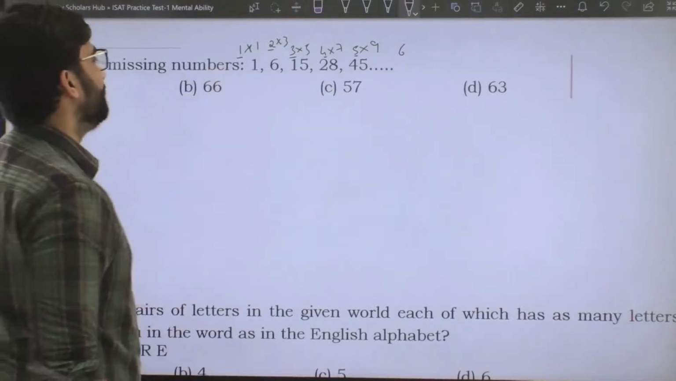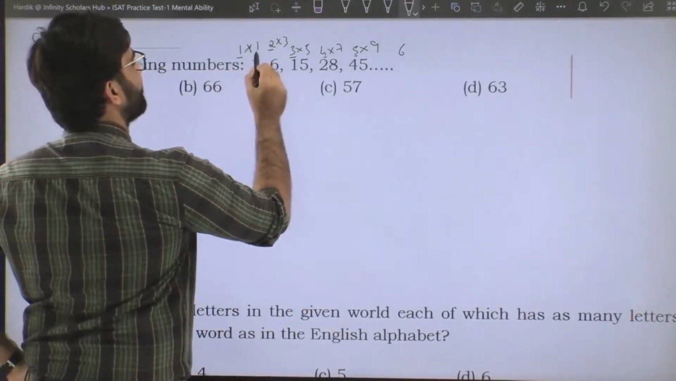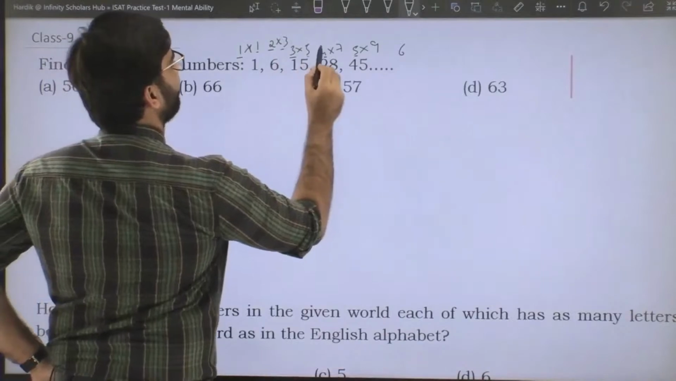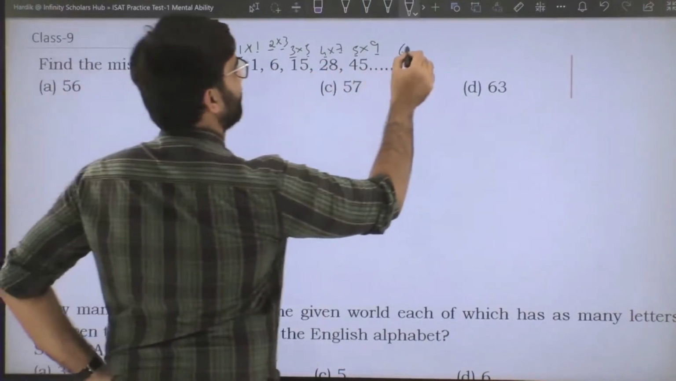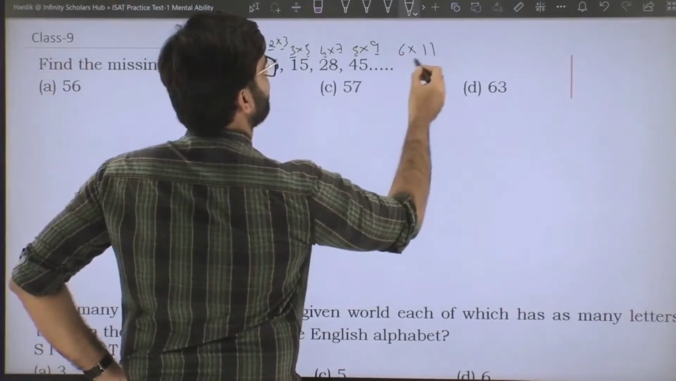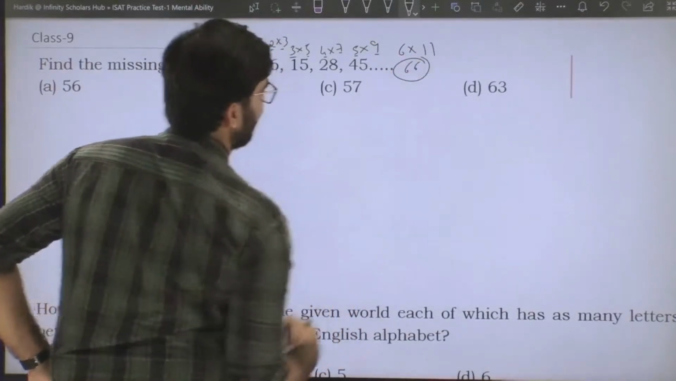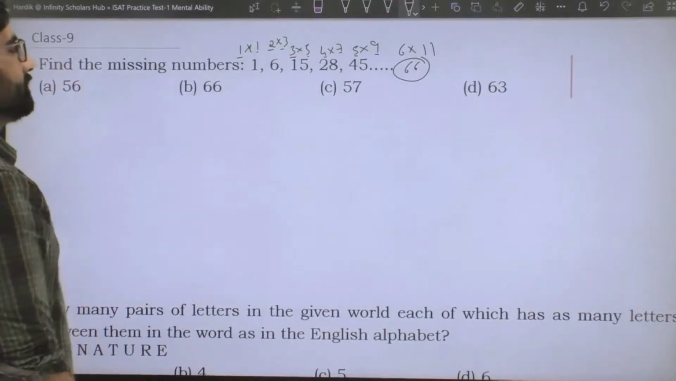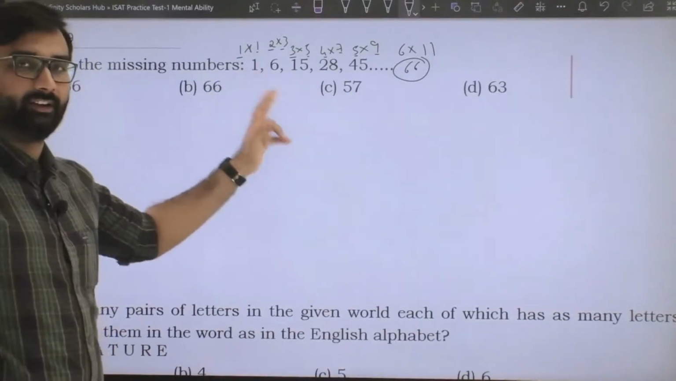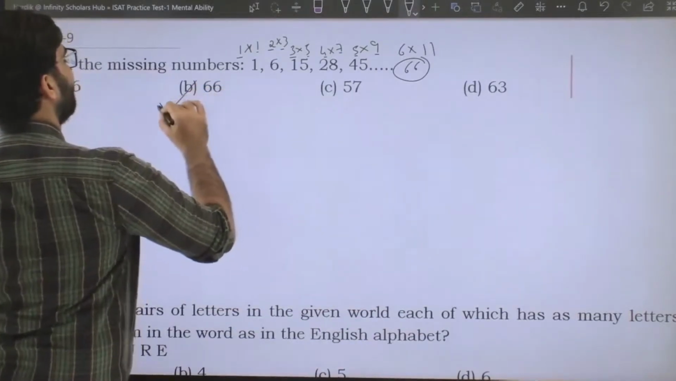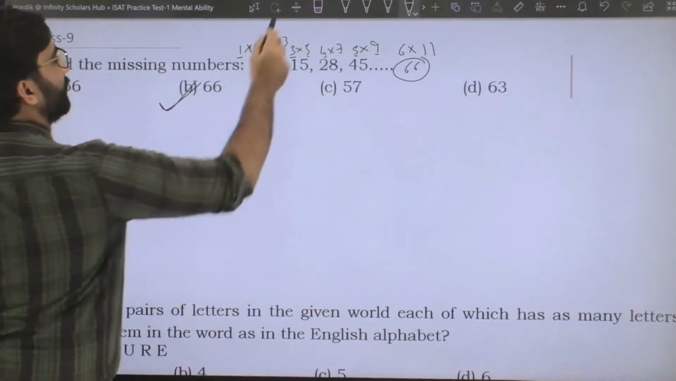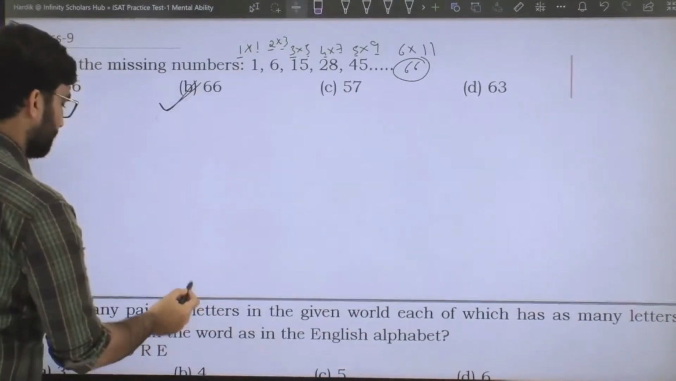And the other number with which we are multiplying is 1, 3, 5, 7, 9. So all these are odd numbers, so the next number will be 11. So 6 into 11 is 66. Is 66 there in the options? Yes, it is there. So definitely the logic which we have applied in this question is correct, and the correct answer is option B, 66.